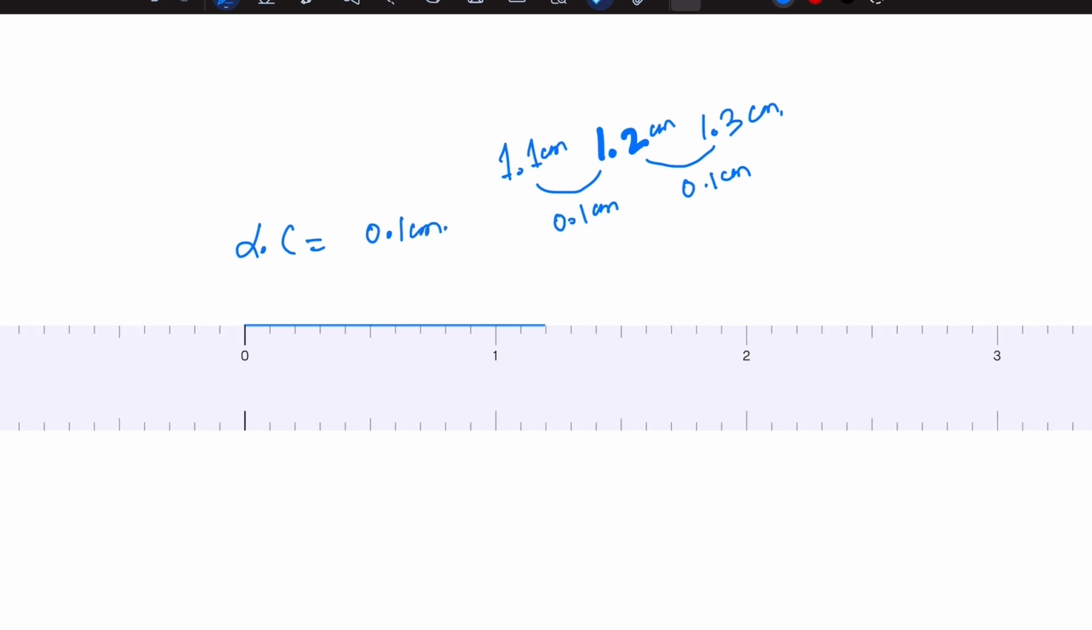Why is that? One centimeter in this ruler is divided into 10 equal divisions. So 1 centimeter divided by 10 is 0.1 centimeter, which is the least count. Why not 0.5?